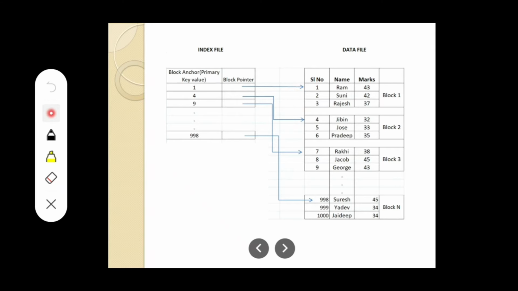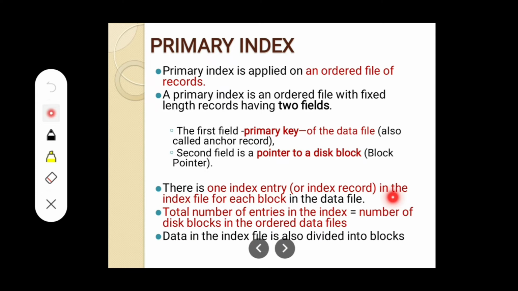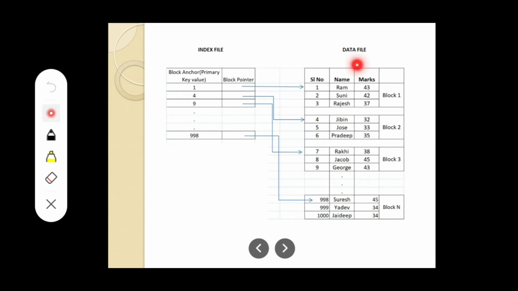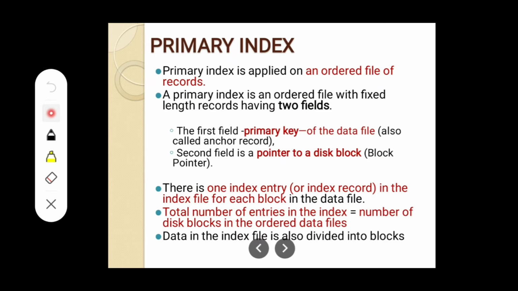If there are 10 blocks in the data file, then it will have 10 entries or 10 records in the index file. That is the meaning. So this is a very important concept. While doing problems, we need to understand this concept. So there is one index entry or index record in the index file for each block in the data file. Okay, data file എത്ര ബ്ലോക്ക് ഉണ്ടോ അത്രയും എൻട്രീസ് ആയിരിക്കും ഇവിടെ ഉണ്ടാവുക. That is the third point.